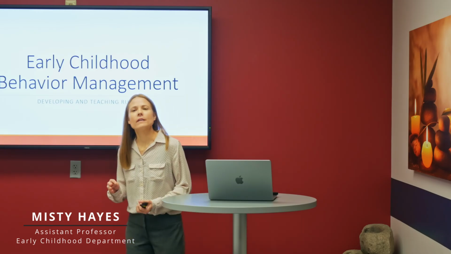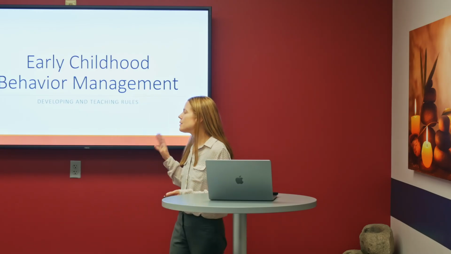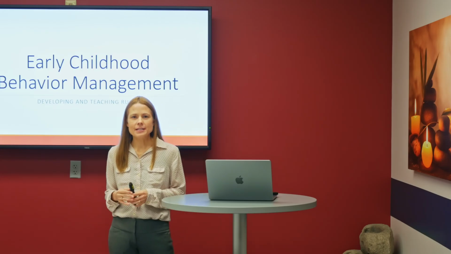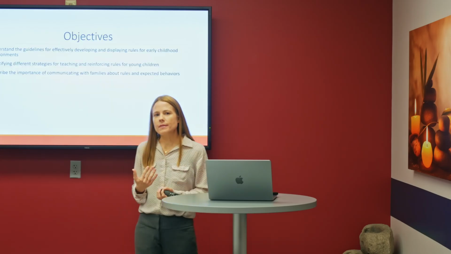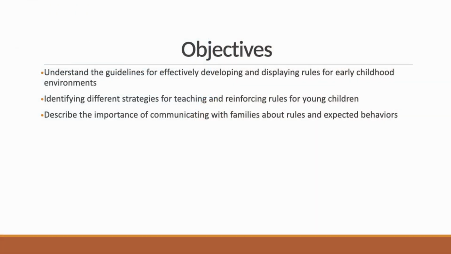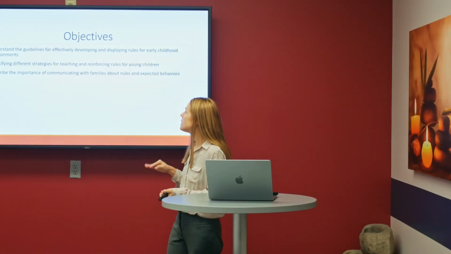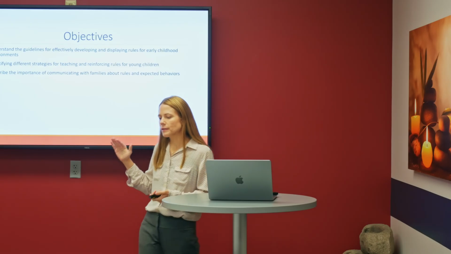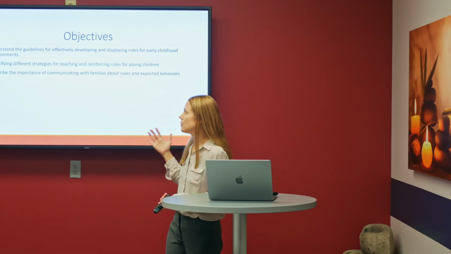Okay, so we're going to talk a little bit about classroom management, really specifically in early childhood. We're going to talk about developing and teaching rules to little ones. So the objectives for this content are to really look at guidelines, right? Talking about effective strategies for you when you're teaching behavior expectations to little ones. Really, what would your classroom look like when you're displaying these behavior expectations and rules?